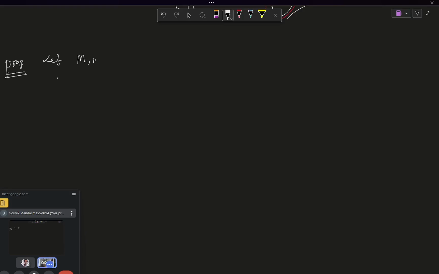So, let M and N be A modules. By the way, should I increase the font, or is this fine? Okay, it is compatible with the site. So let M and N be two A modules.